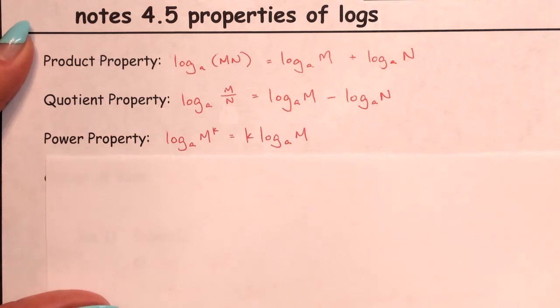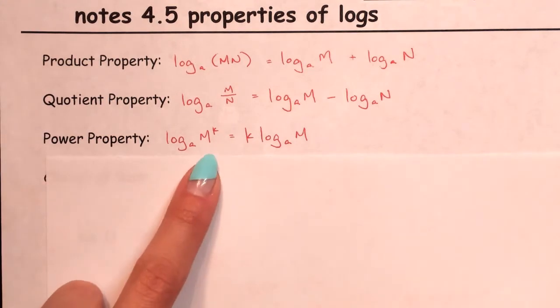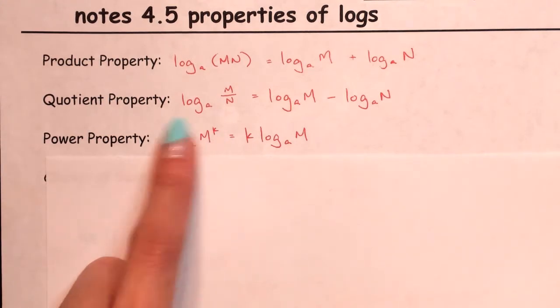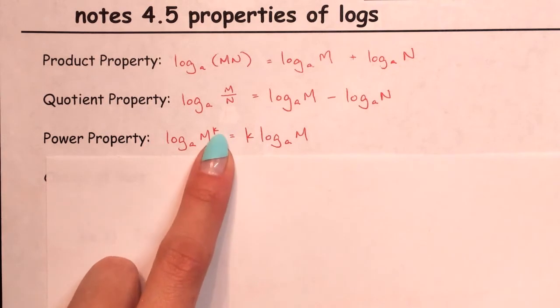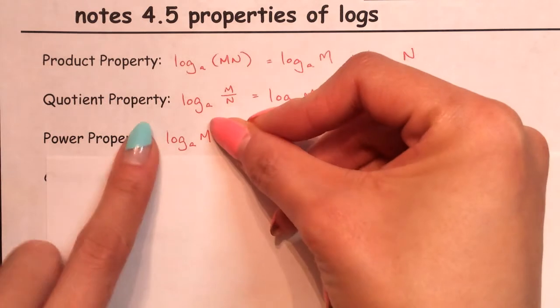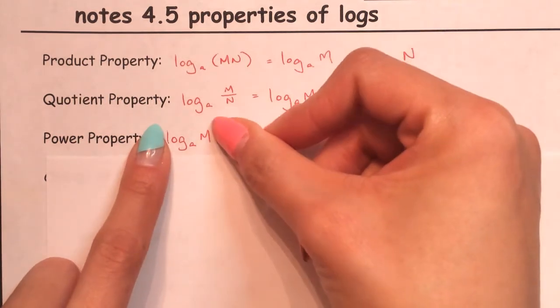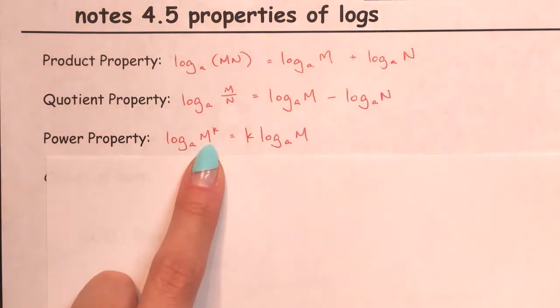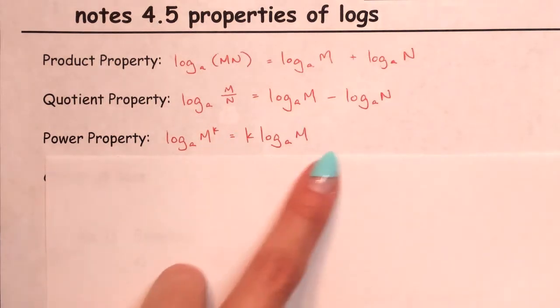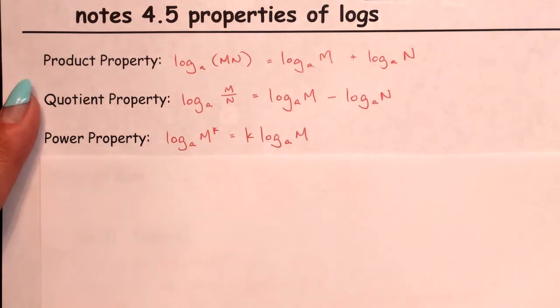All right, the other one we've already talked about, this is called the power property. So the K can move forward, it can also become that power. Be very, very careful. This is different than the quantity to the power of K. This is not a quantity to the power of K. This is just M to the power of K. So then the K can come forward. So be careful of that.